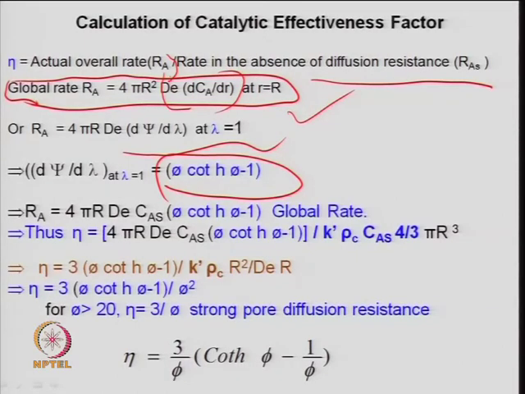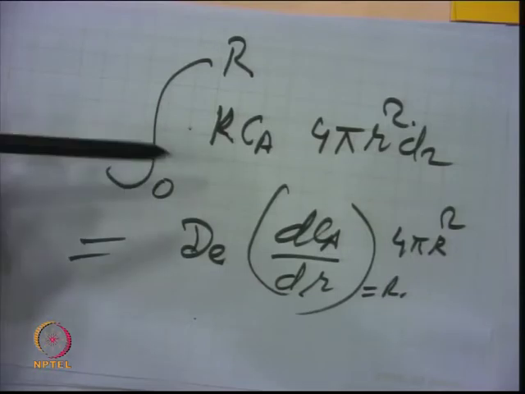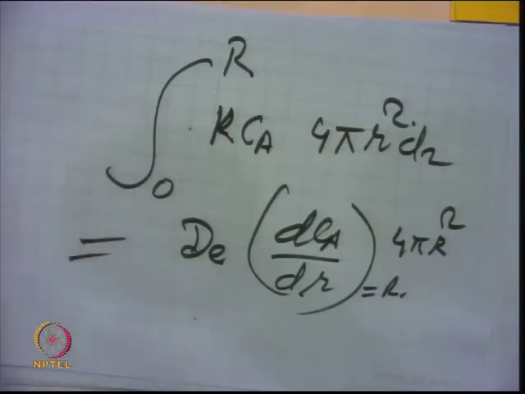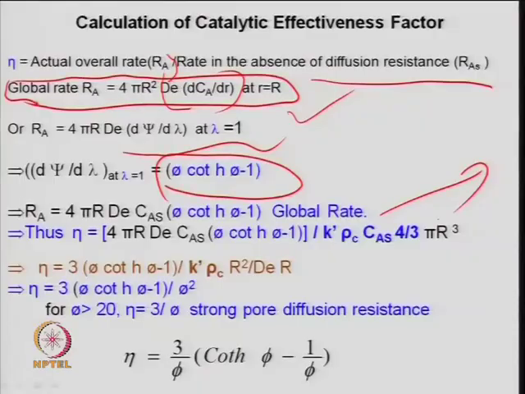So, your rate is simply R_A equals 4πR D_E C_AS, and substitute the value of dψ/dλ, so φ coth φ minus 1. So, this is your actual rate, right, the global rate. You can also check this from here, just for your understanding or as an exercise: integrate from 0 to R of k C_A 4πr² dr and check, right. So, the global rate is this, and the intrinsic rate you already know, because it is evaluated based on the surface condition.